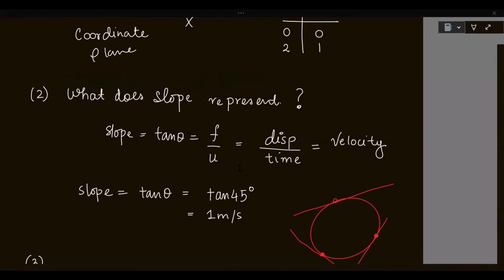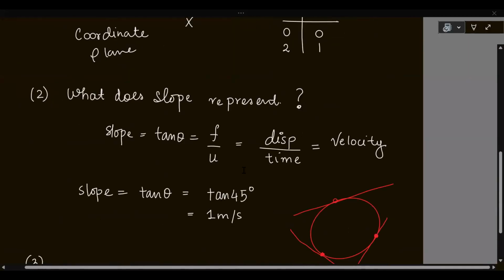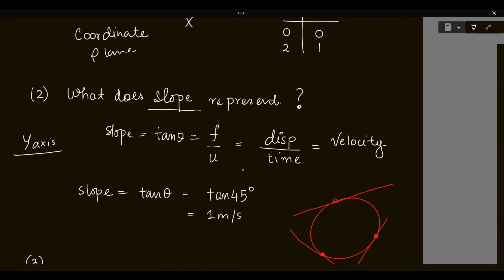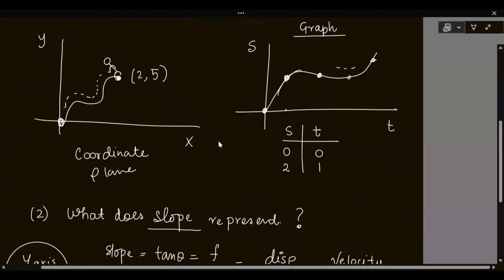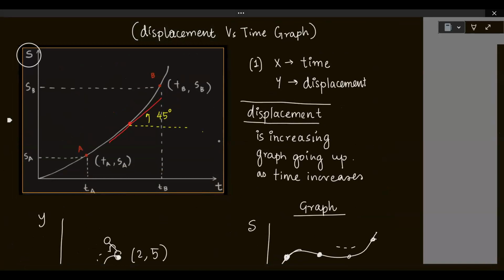There is actually a shortcut to doing this. You don't have to make the triangle every time. If you ever want to know what slope represents, take the y-axis quantity divided by the x-axis quantity. That will usually give you what the slope represents in that graph. So here, what is the y quantity? It's the displacement divided by time. What is displacement by time? It's velocity.